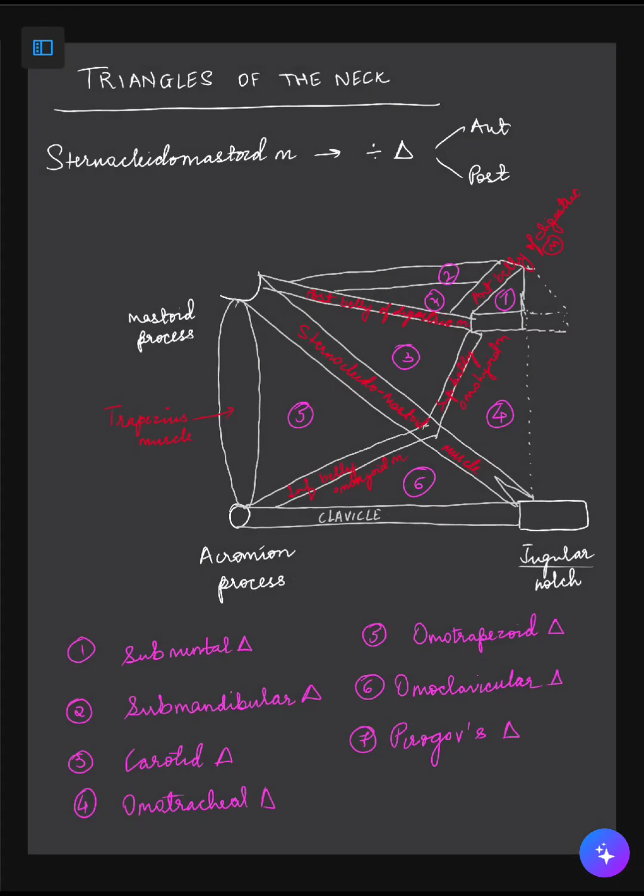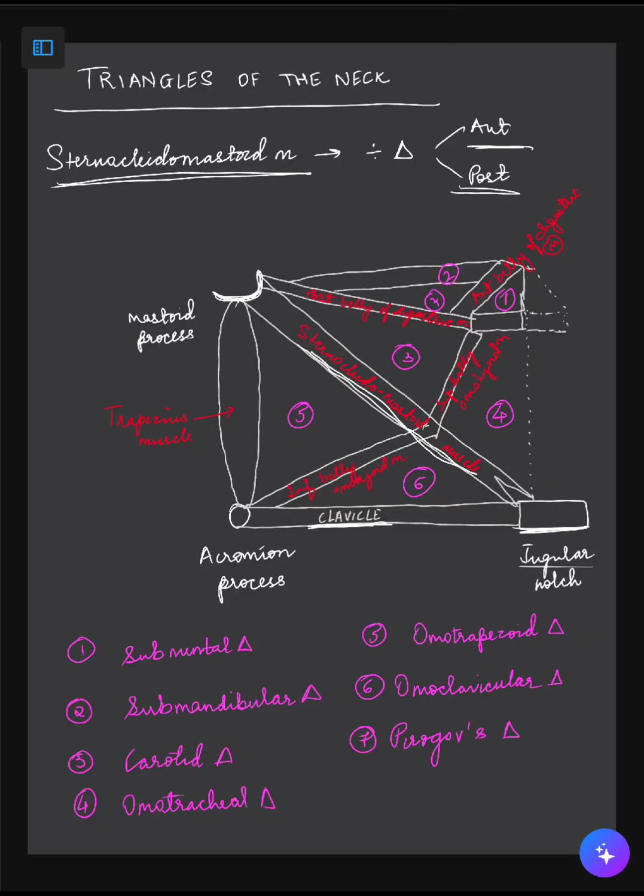Now in this neck, in the anterior and posterior departments, there are triangles. How are these triangles divided? The triangles are divided by the sternocleidomastoid muscle, which runs between anterior and posterior. Now see, here is the mastoid process, this is the clavicle, this is the jugular notch. This is the sternocleidomastoid muscle, which divides this region into anterior and posterior triangles.